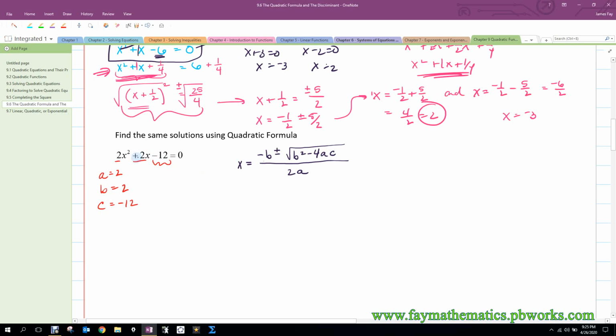And now it's just plugging those values in. So the opposite of b. b was 2, so the opposite of that would be negative 2, plus or minus. Now b squared, so 2 squared, minus 4. a was 2. c is negative 12. All over then 2a, so 2 times 2. And now at this point, it's just relying on our order of operations. Go negative 2 plus or minus.